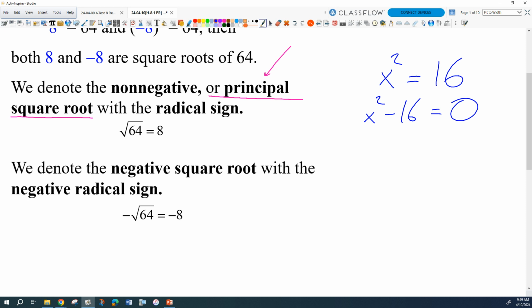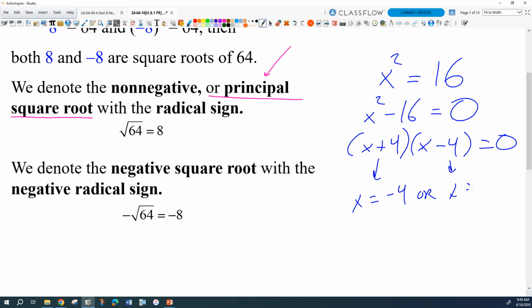How does x squared minus 16 factor? X plus 4. There you go. And that gives us the 2 solutions, either x equals negative 4 or x equals positive 4, right? Okay, there's another way to do that though, right?